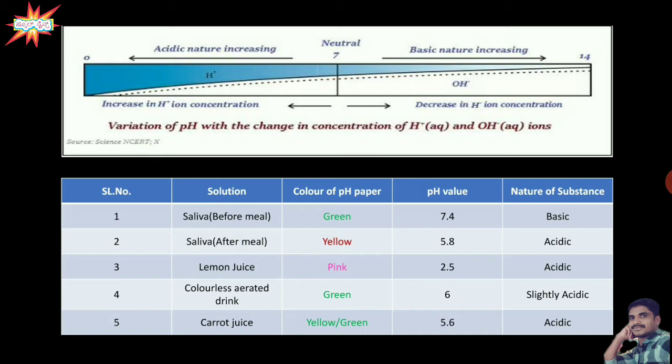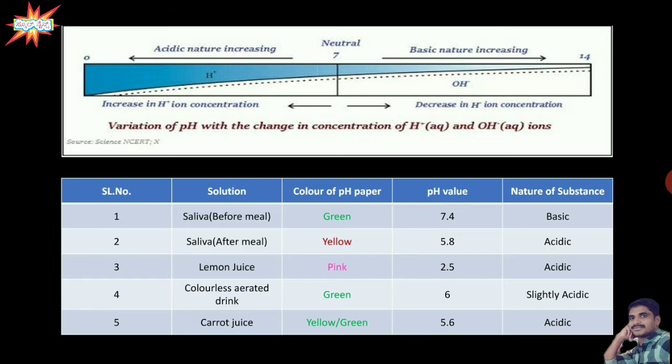After a meal, the pH value becomes 5.8 in our mouth. A pH value of 5.8 means the nature is acidic, that is below 7. So from 7 to 0 we have to move, that is, if we move from 7 to 0, the acidic nature increases. In the same way, lemon juice: its pH paper color is pink, pH value is 2.5. The nature of the substance is acidic.